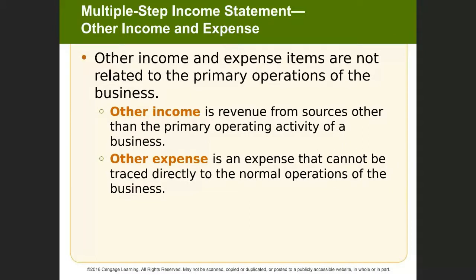So other income and expense items are not related to the primary operations of the business. Other income could be revenue from sources that are not primary operating activities. Other expenses are expenses that cannot directly be traced to the normal operations of the business.